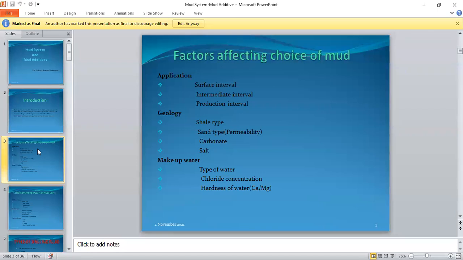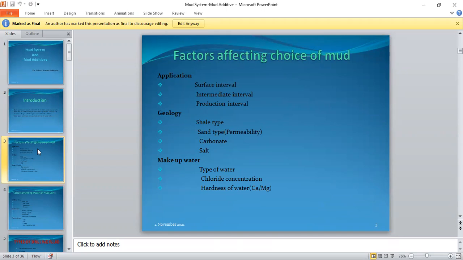So the choice of mud system will determine, in the surface hole, surface interval, what kind of mud system do I want to use? Likely I want to use a water-based mud, a simple water-based system. Intermediate section, what do I want to use? Okay, let me continue to use water-based, or I'm going to use oil-based.